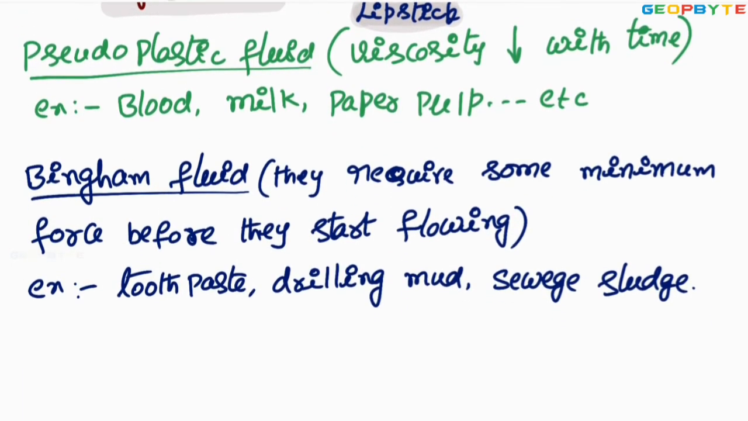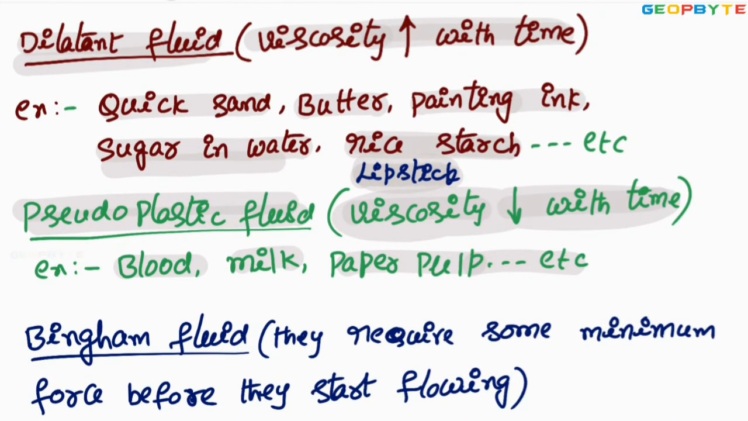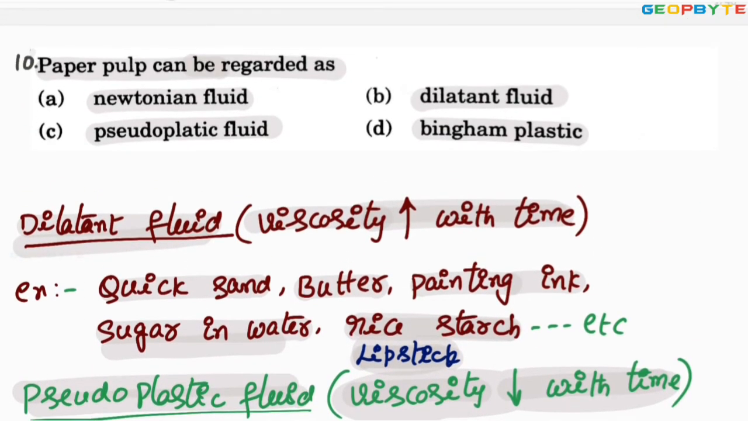Come to the pseudoplastic fluid. Pseudoplastic fluid means viscosity decreases with time. If the viscosity of the liquid decreases with time, such kind of fluid is called pseudoplastic fluid. Examples: blood, milk, paper pulp. These are all coming under pseudoplastic fluid. So he is asking paper pulp. The paper pulp is coming under pseudoplastic fluid. The answer is C.